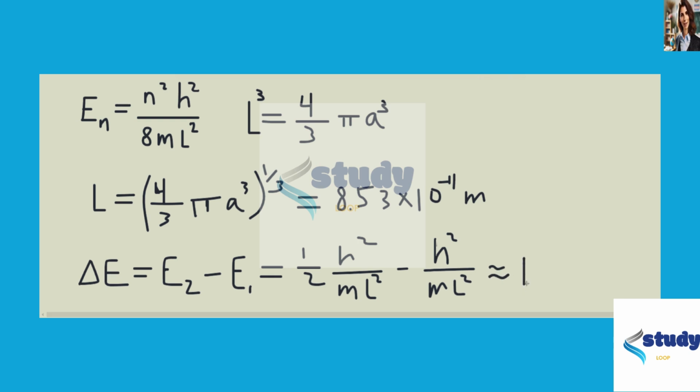Plugging these values in, we find that this is equal to 155.5 electron volts. So that was one of the things we were asked to find, and we box that.